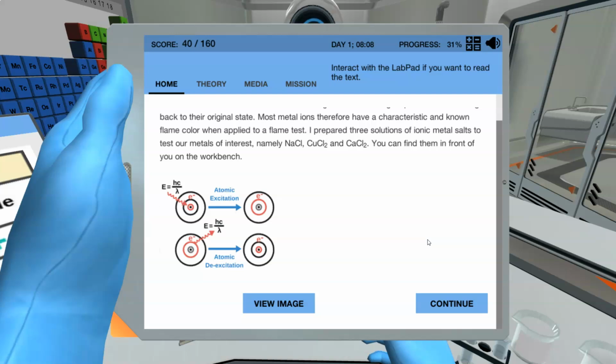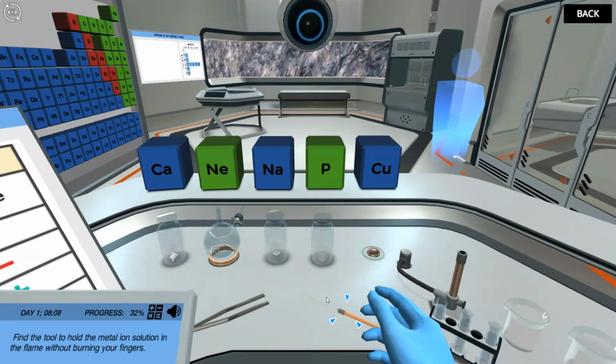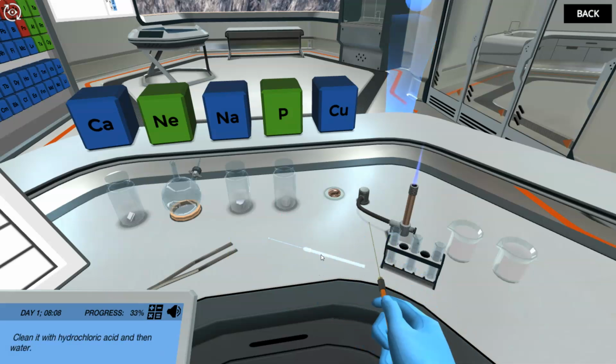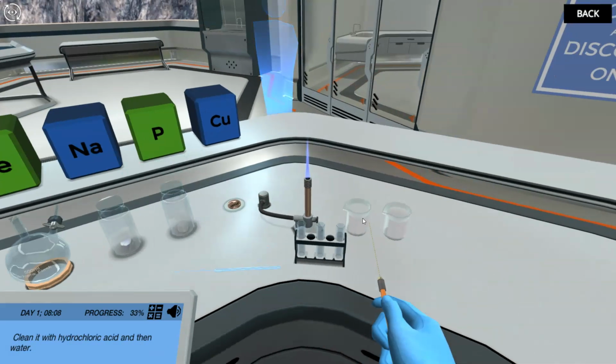I prepared 3 solutions of ionic metal salts to test our metals of interest, namely sodium chloride, copper chloride and calcium chloride. You can find them in front of you on the workbench. Find the tool to hold the metal ion solution in the flame without burning your fingers. Clean it with hydrochloric acid and then water.